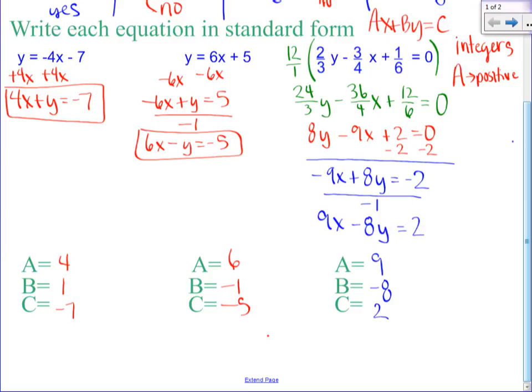Questions on that part of the homework? There's only one example problem left. Are you ready for that last slide?